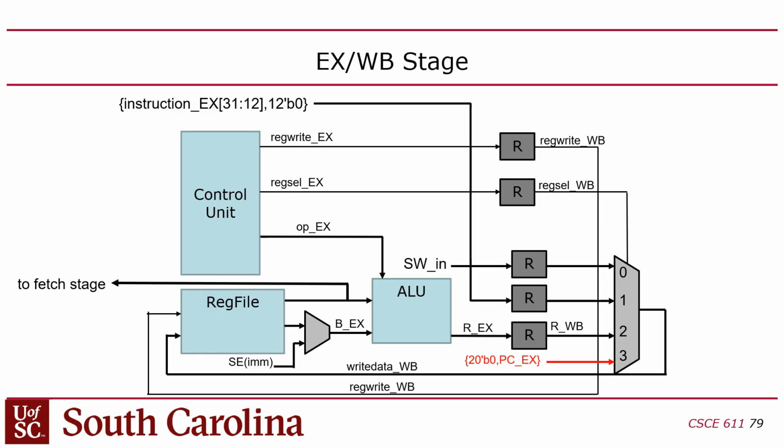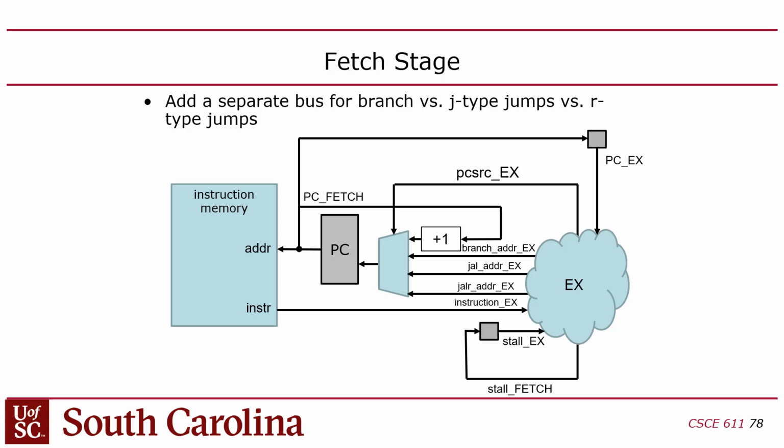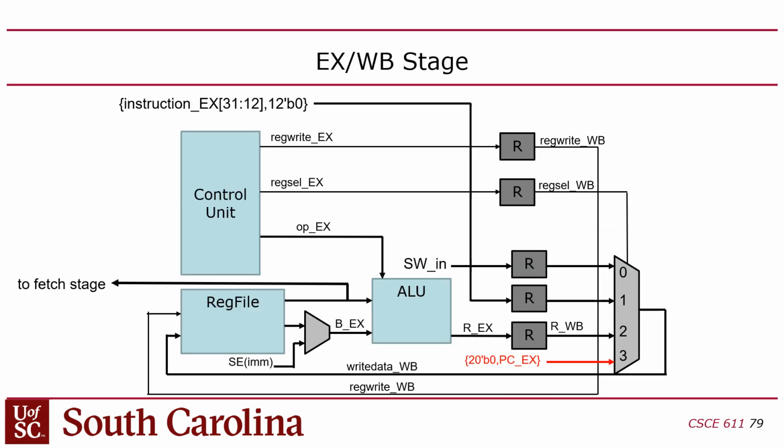Okay, so that's one change you want to make. Basically, every time you hit a jump, you have to stall. Every time you hit a branch, you have to stall only if the branch is taken. If the branch is not taken, then you don't have to stall, right? The branch essentially has no effect, it acts like a no-op itself. If the branch is taken, then you're going to execute a no-op as the next instruction.